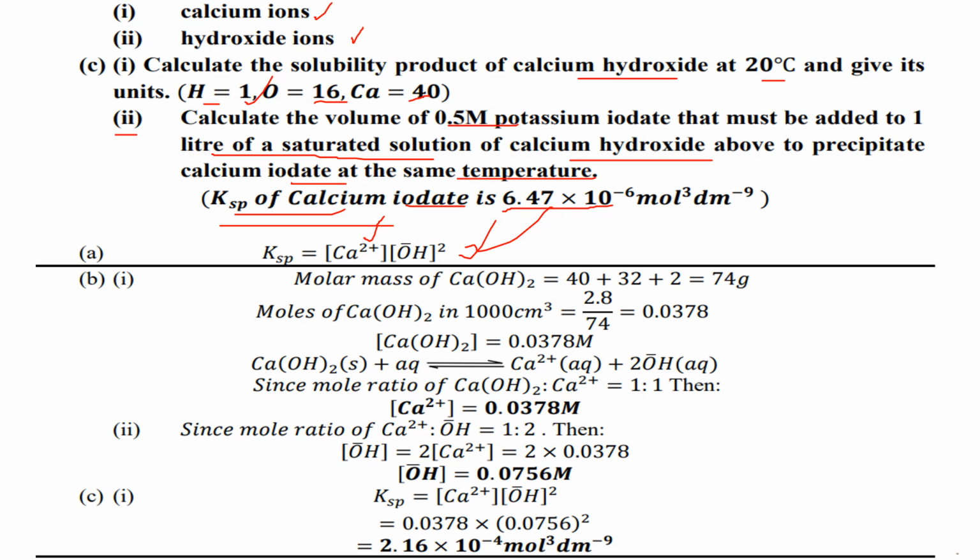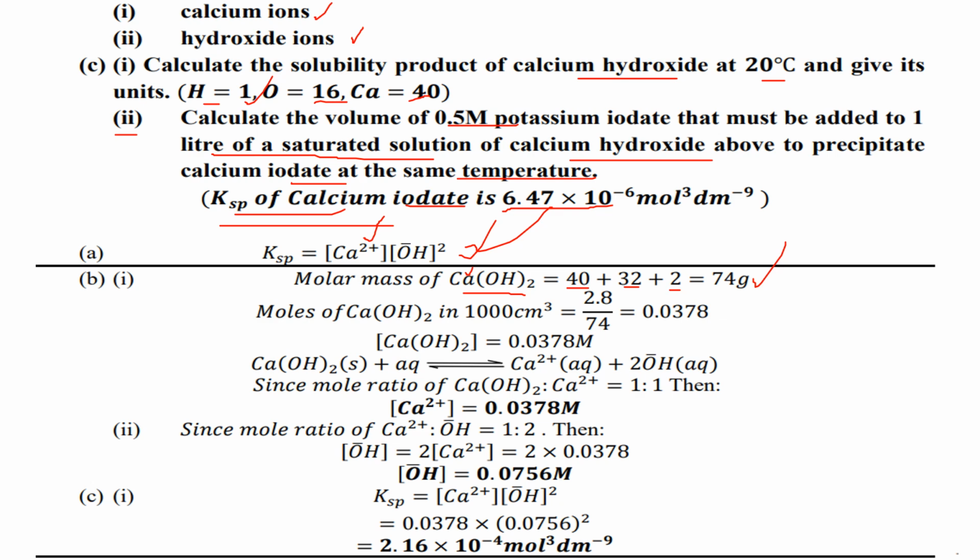Now since we are given our solubility in terms of grams per liter, we are supposed to convert it to moles per liter as our first step. That means we are supposed to calculate the molar mass of calcium hydroxide, which is going to be 40 for calcium, then 2 times 16 for oxygen to get 32, and then 2 times 1 for hydrogen to get 2. Adding up everything, you are going to end up with 74 grams.